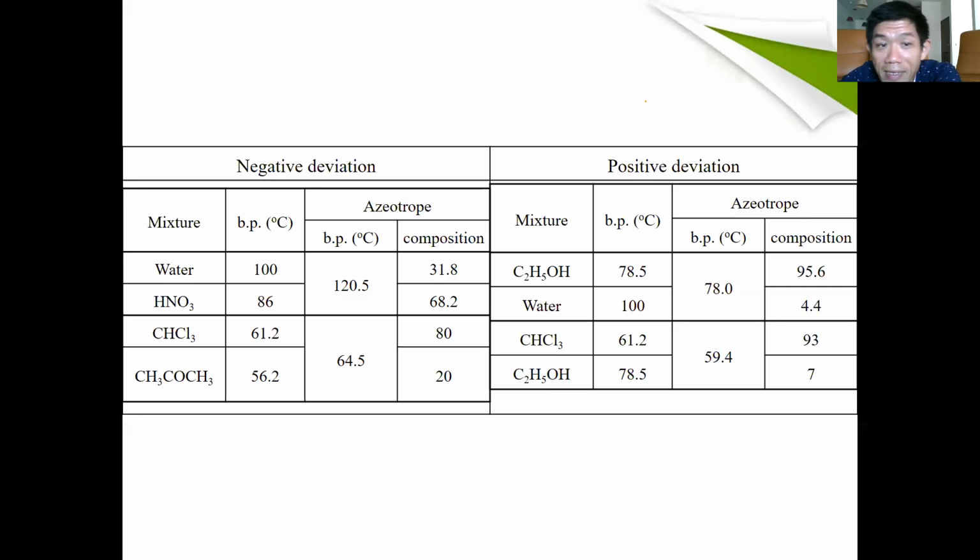Okay, so don't worry, if they ask you to sketch this non-ideal behavior boiling point composition curve, they will definitely tell you what are the azeotropic mixture, what are the melting point, boiling point, and what are the composition in between them. So it's up to you to know how to read whether it is a negative or positive deviation. Okay, so you must be very good in reading.